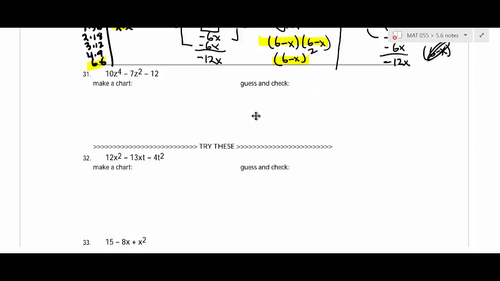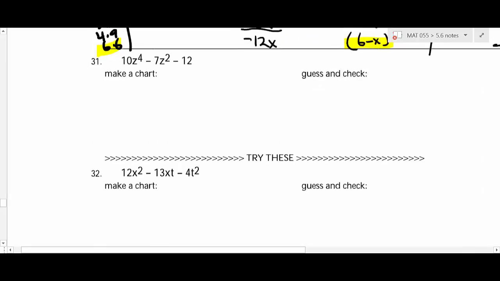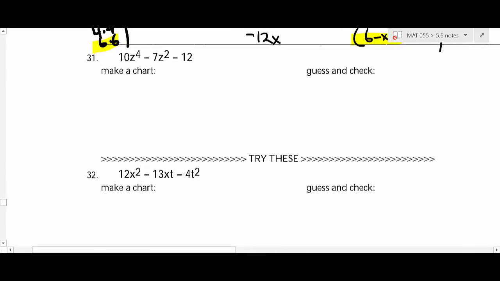Okay, all right, so what we're learning how to do is trial and error factoring trinomials. Okay? So when we do this, the first thing you want to look and see is if we have any common factors. Now this is important.